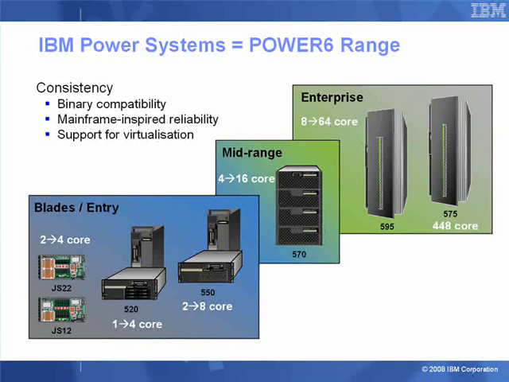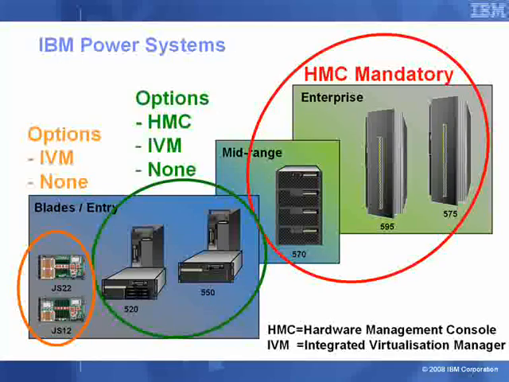Now, the important point to note when we're looking at controlling our machines is that these mid-range and enterprise machines must come with something called a HMC, the Hardware Management Console. We'll look at this in more detail in a second. The entry-level machines can either be controlled by this HMC, or as an alternative we can use this IVM, Integrated Virtualization Manager. This provides the HMC functions in the first logical partition inside the actual machine.